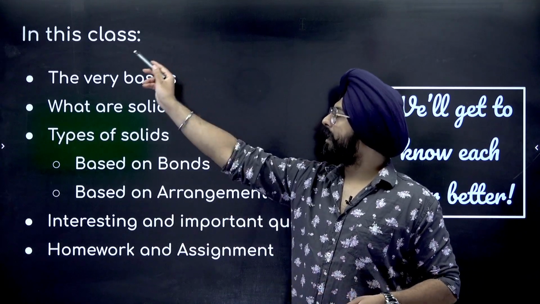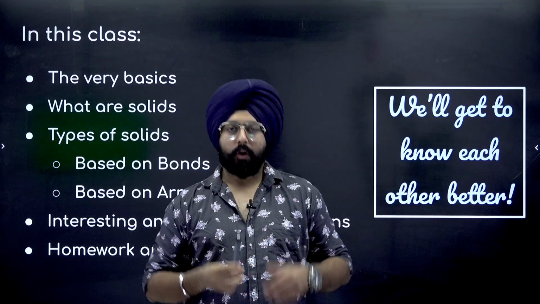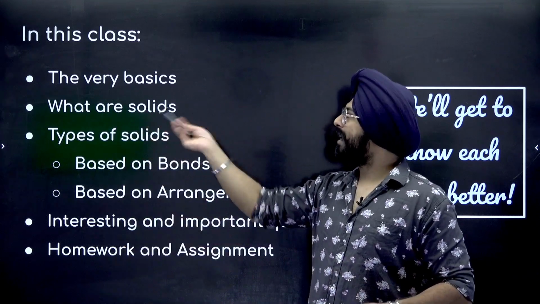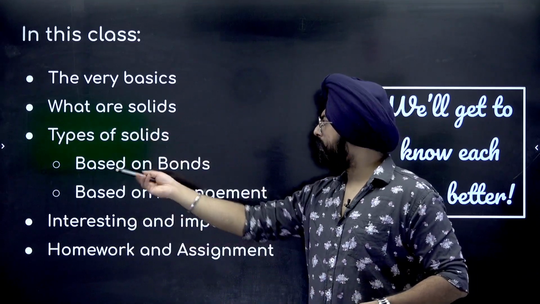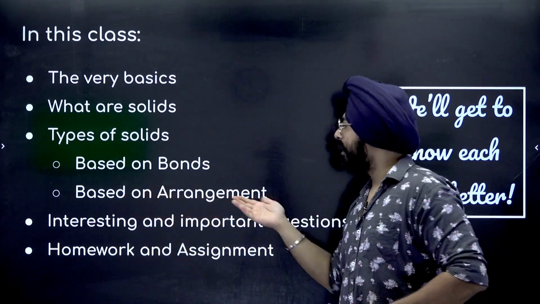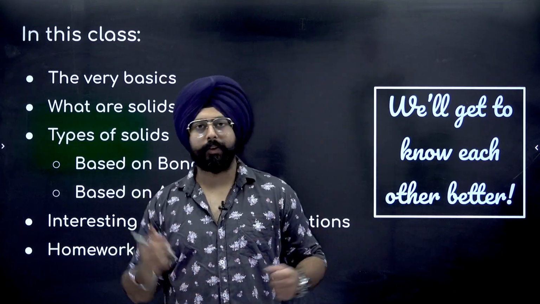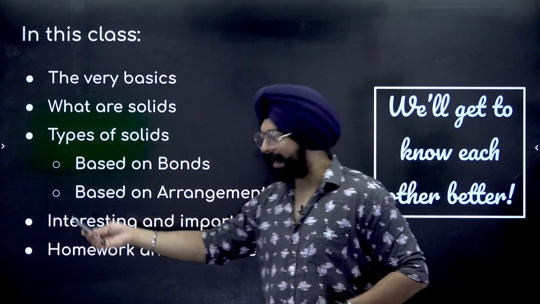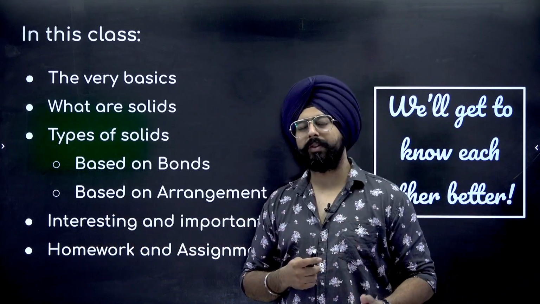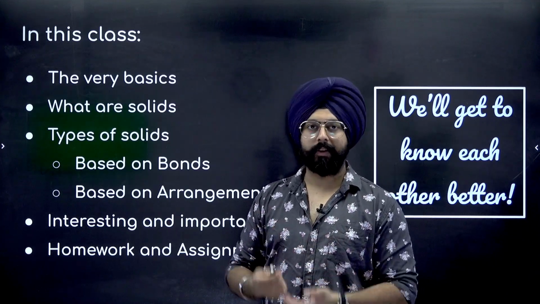Alrighty. In this class, we will learn about the very basics. You will understand on a better level what are the properties of solids. What are the different types of solids? They can be based on the bonding that exists in the solid. They can be based on the arrangement that exists of atoms or molecules that are inside the solid. Fine. Also, at the same time, we will solve a few interesting and important questions because your examinations will ask you questions, so you should know how to solve questions.